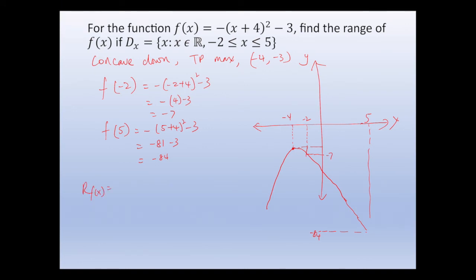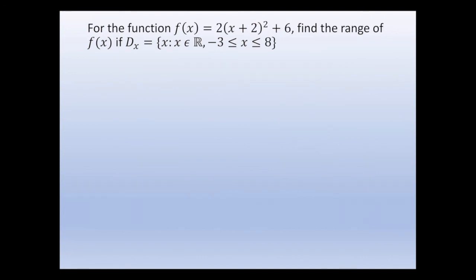Alright, so therefore the range of f(x) is such that f(x) is an element of the real numbers and it is between minus 84 and minus 7. Alright, this is actually a tricky one. Normally we do include the maximum or minimum, but the domain this time restricted us. Let's have a look at the next one.